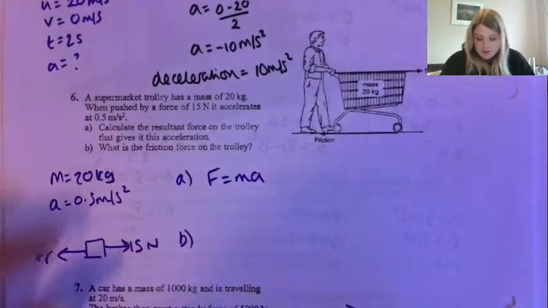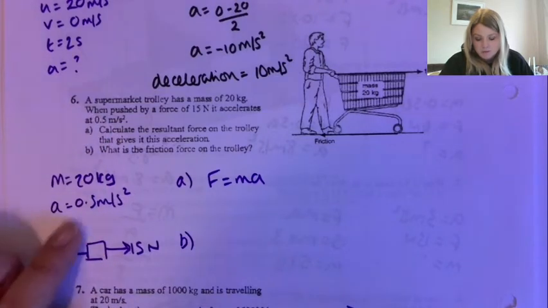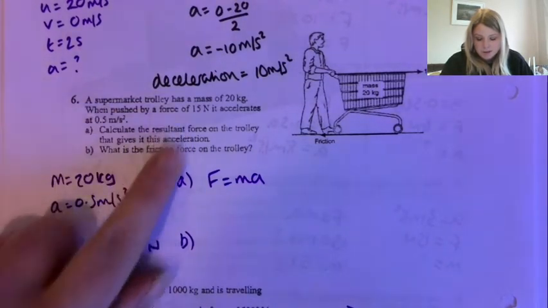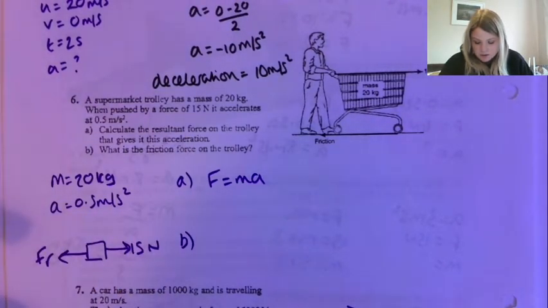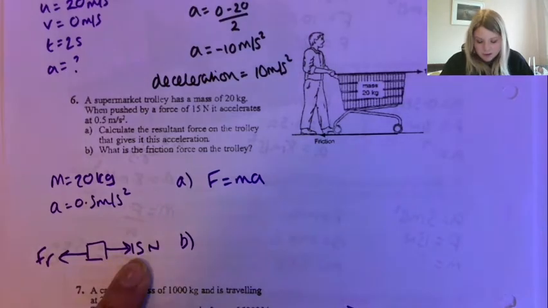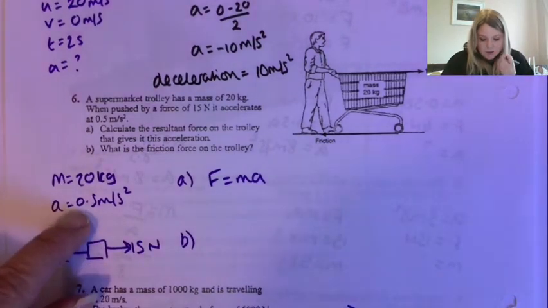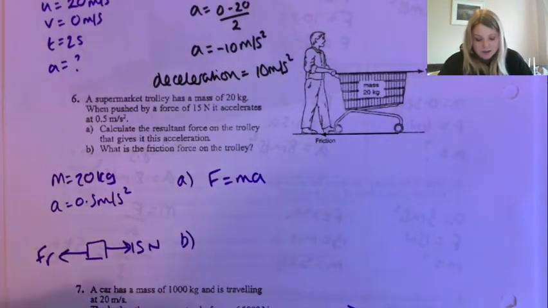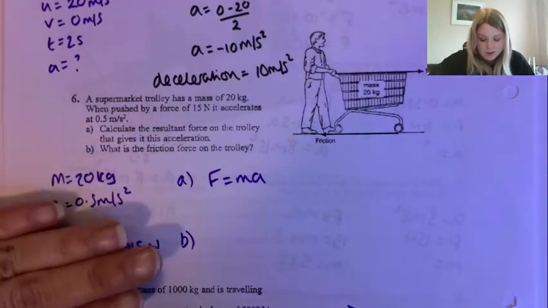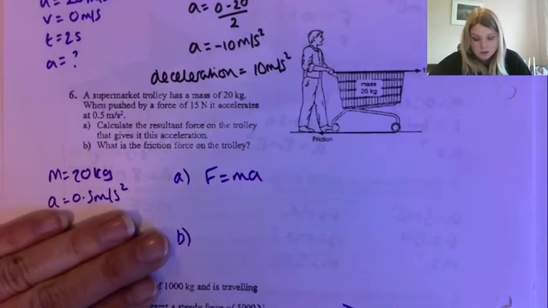Right, 6. A supermarket trolley has a mass of 20 kilograms. When pushed by a force of 15 newtons, it accelerates at 0.5 meters per second squared. Calculate the resultant force on the trolley that gives it this acceleration. I'm going to ignore this diagram for now, okay?